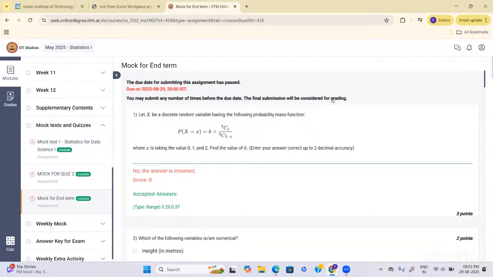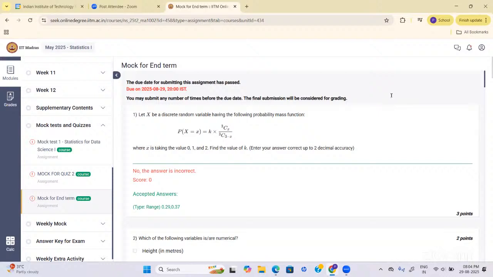Okay. So have you all tried solving the mock paper? Have you solved it or not? No one has tried it. Okay, you should have tried it at least. Okay, then we will solve it.